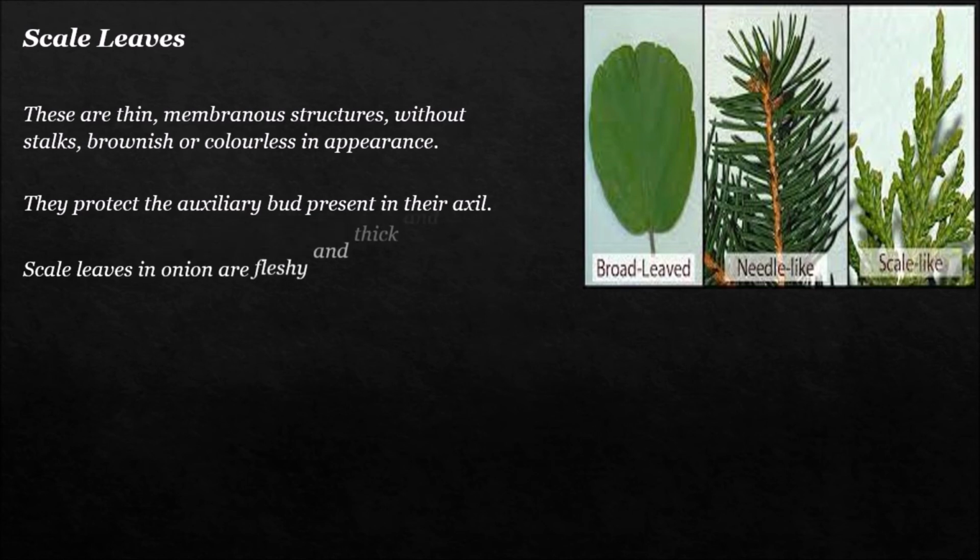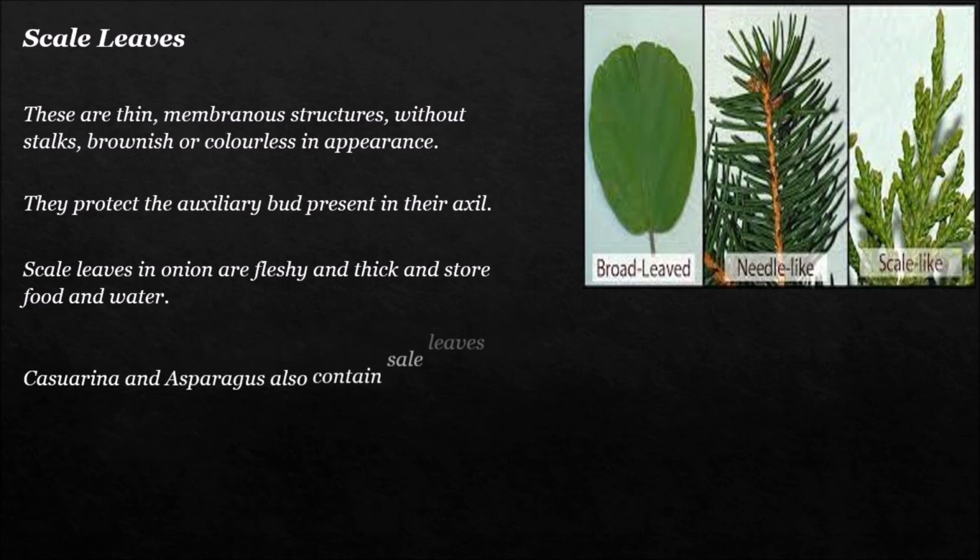Scale leaves in onion are fleshy and thick and store food and water. When we talk about onion, the scale leaves in the onions are fleshy and thick, and these scale leaves store food and water. Casuarina and asparagus also contain scale leaves.